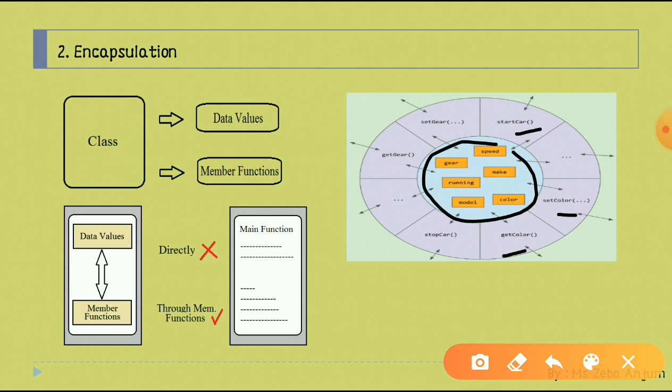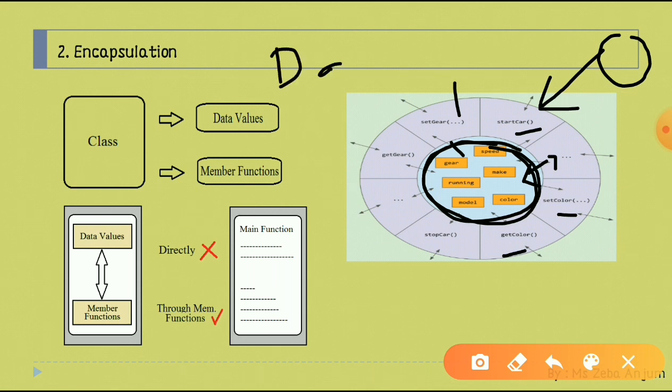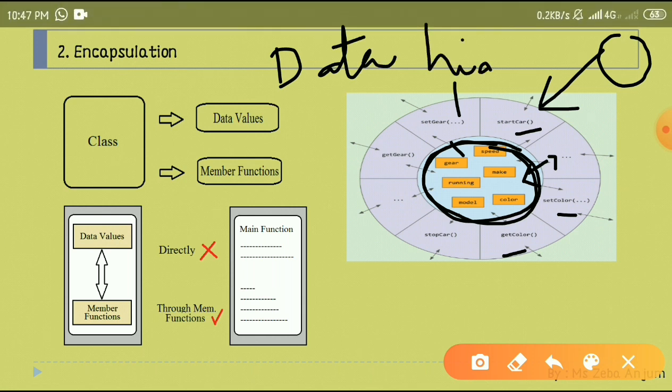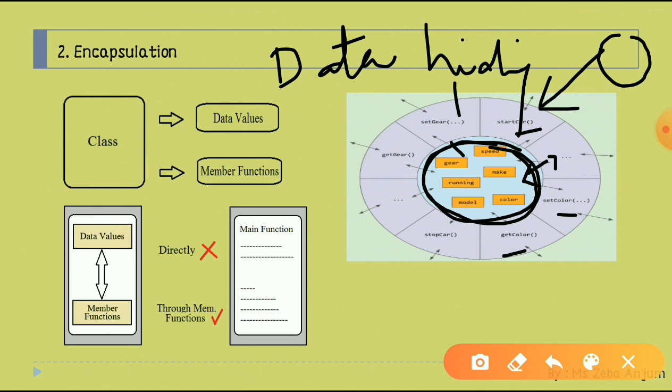And in this figure you can see the data values can only interact with your functions but not with the outside world. And regarding your member functions, they can communicate with the outside world as well as with the data values. So with this example we can see these data values are kept hidden from the outside world, or if any external object comes into play, then that external object will only communicate with your member function but not with your data values. Now this concept enforces one more concept of object oriented programming, that is the data hiding concept. Data hiding is very important in encapsulation, and that is how this concept is applied.